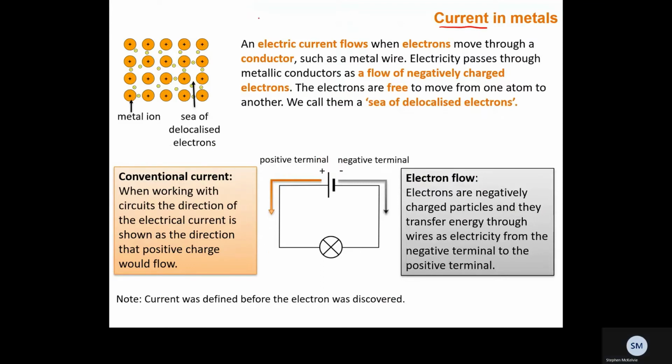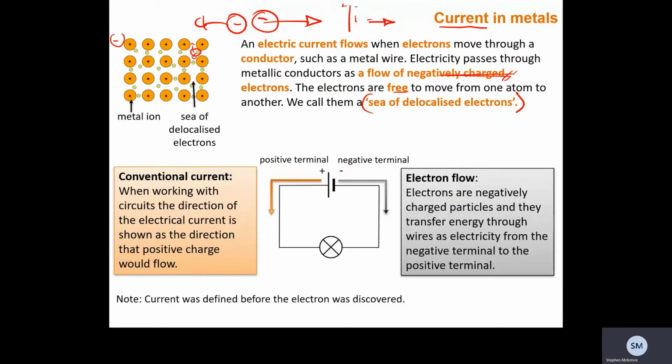Basically, if I get something negative and I put it next to something else negative, this negative thing will repel and that negative thing will repel. If I get a cell that has got a negative side and a positive side and I put an electron next to it, the electron will repel. An electric current flows when electrons move through a conductor, such as a metal wire. Electricity passes through metal conductors as a flow of negatively charged electrons. These electrons are free to move from one atom to another. It is a sea of delocalized electrons. So this electron can move wherever it wants. It can go there, it can go there, it can do whatever it likes.